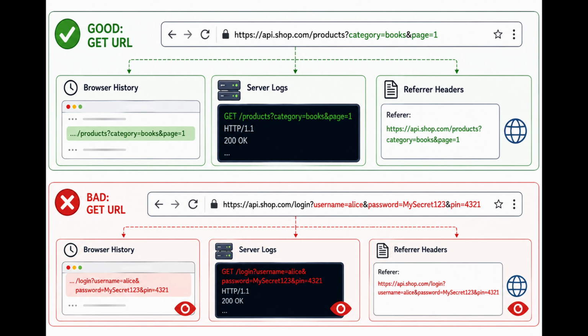One rule. Never put sensitive data in a get URL. The URL lives in your browser history, server logs, referral headers. Sensitive data in a URL is like writing your PIN on the outside of your wallet. Technically works, deeply not fine.